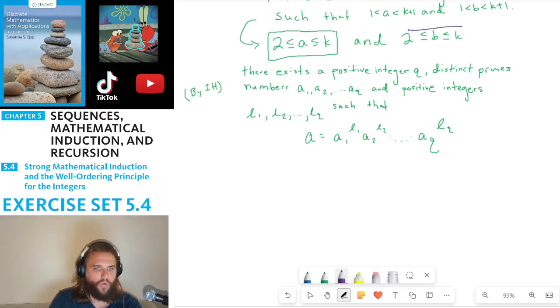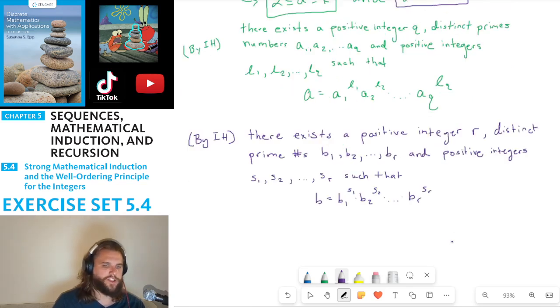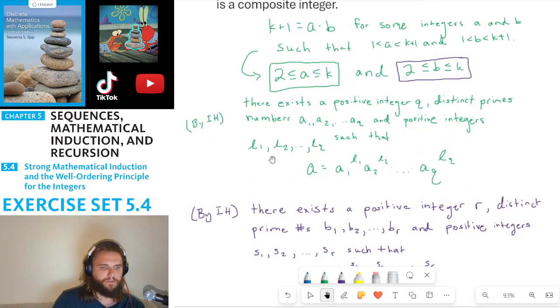We could do the same thing with b because we know that b satisfies the same inequality, which means that by the inductive hypothesis, there exists a positive integer r. I'm using a different local variable here. Distinct prime numbers b sub 1, b sub 2 up through b sub r, and positive integers s sub 1, s sub 2 up through s sub r, such that b equals b sub 1 to the s sub 1, b sub 2 to the s sub 2 times dot dot dot times b sub r to the s sub r. So both of these are true because of the inductive hypothesis.